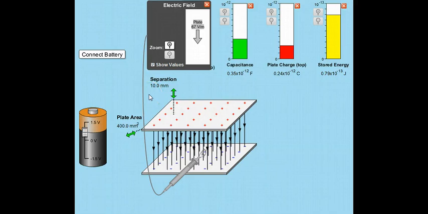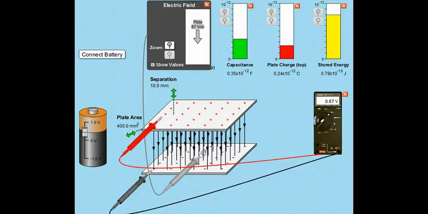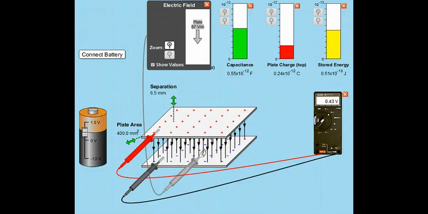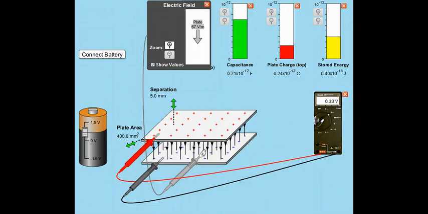So let's say I brought in a voltmeter into this picture. Here's the voltage when the plates are nice and separated from one another. It's 0.67 volts. Now let's decrease the distance between them. Now it's reading 0.43 volts. And now 0.33 volts. So we see that the voltage actually decreases as the plates get closer together.